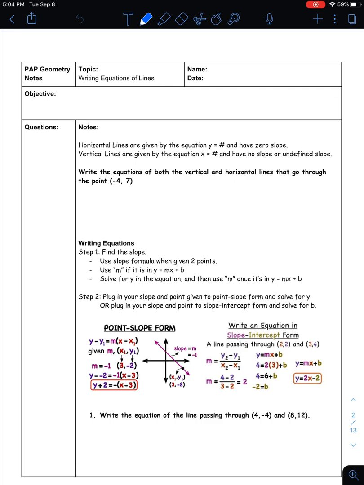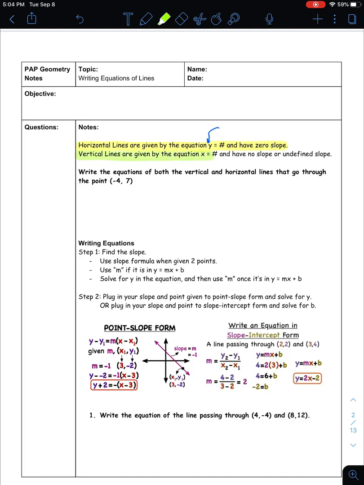So in this lesson, you will learn how to write equations of lines. This is a review, again, of Algebra 1. Horizontal lines are given by the equation y equals a number, and they have zero slope. We talked about this a little bit in graphing and slopes notes the other day. They're horizontal lines because we need them to cross through the y-axis at that particular location, and the only way to cross through the y-axis is to draw a horizontal line.